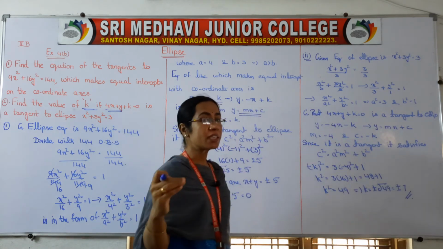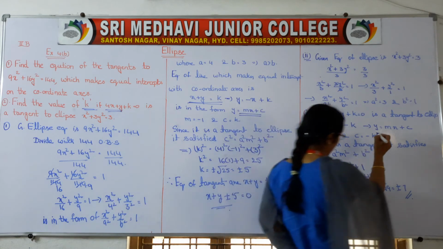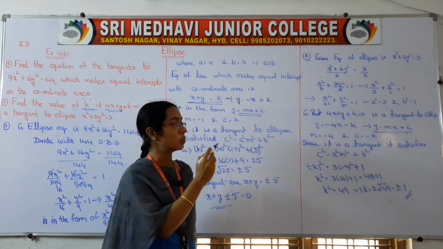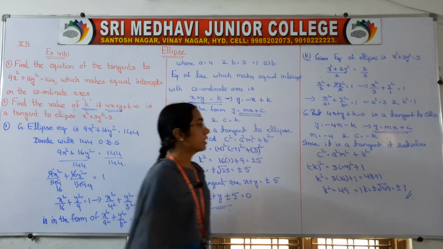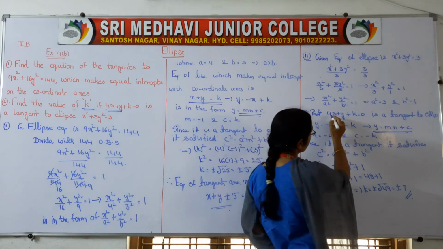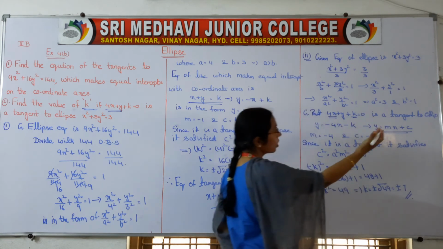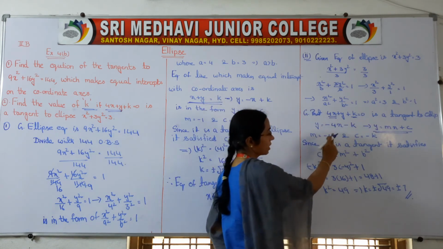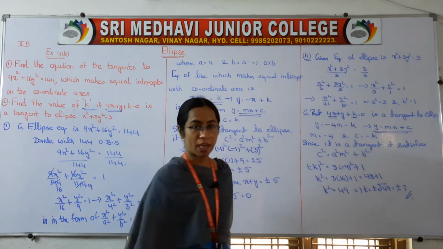So whenever it is a tangent to the ellipse, try to write the line equation in the form of y is equal to mx plus c, right. So y is equal to, send this x term and k term to that side. Okay. And compare, your m is equal to minus 4 and c is equal to minus k.